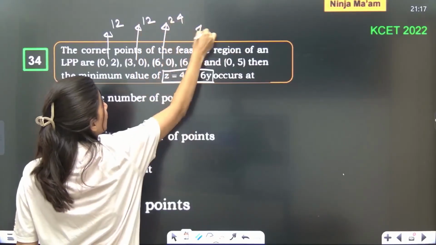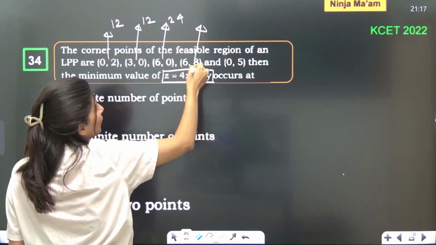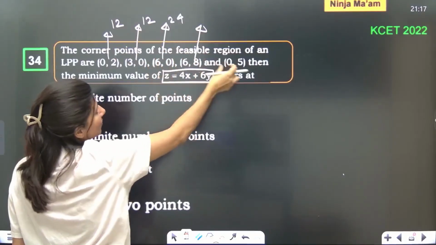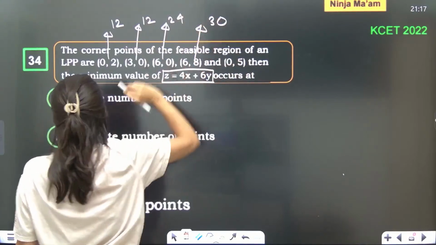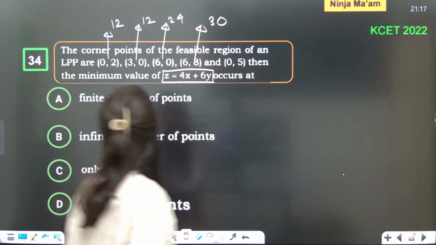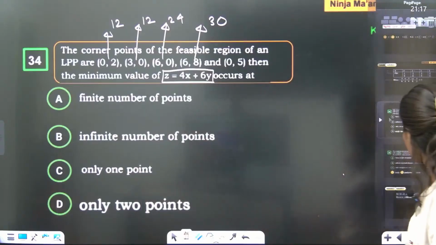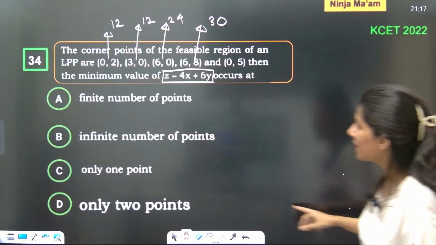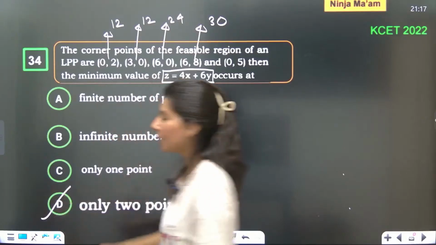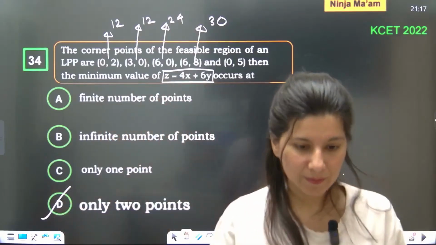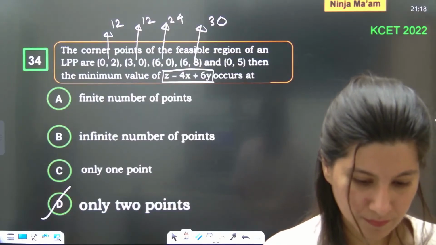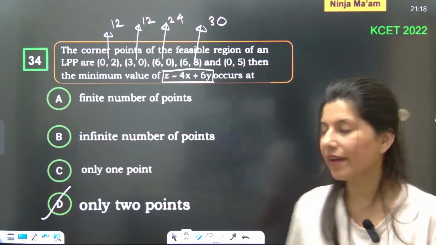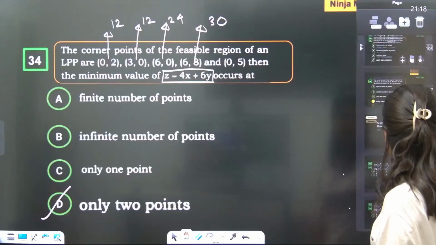6, 8: you will get 6 4s are 24, 6 8s are 48, something which is greater than all these. So this is 30. So I think 12 is the minimum value. Okay, so 0, 2 and 3, 0. So the minimum is attained at only 2 points. Option D is absolutely right. Yes. Okay, everybody getting it? Now the next question.